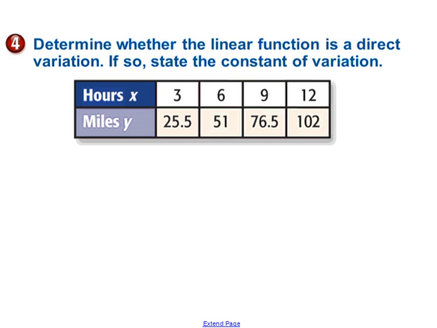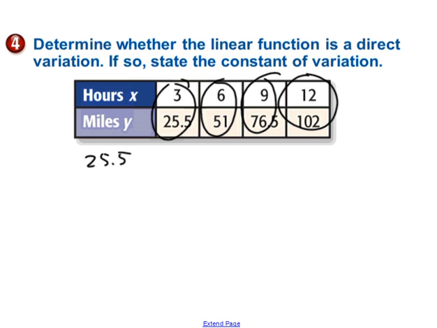Determine whether the linear function is a direct variation. If so, state the constant of variation. Well, as I look at this one, again, the ratios have to be constant for it to be a direct variation. So it would be 25.5 over 3. I need to reduce that so I can compare. On my calculator, I take 25.5 divided by 3, and I get 8.5.